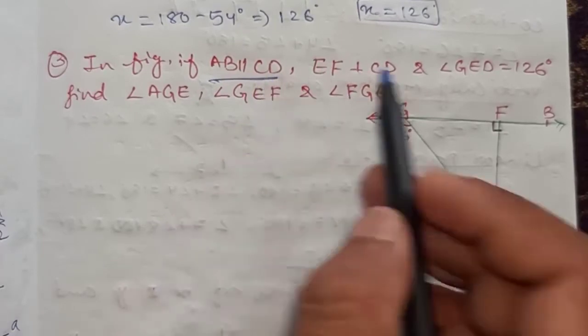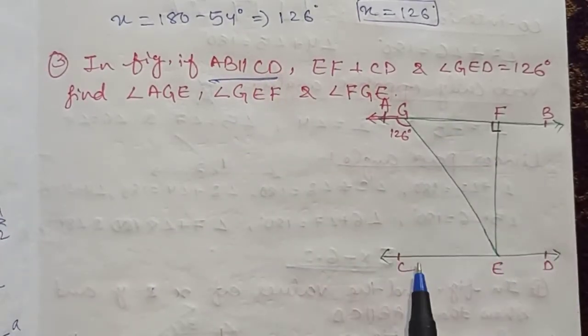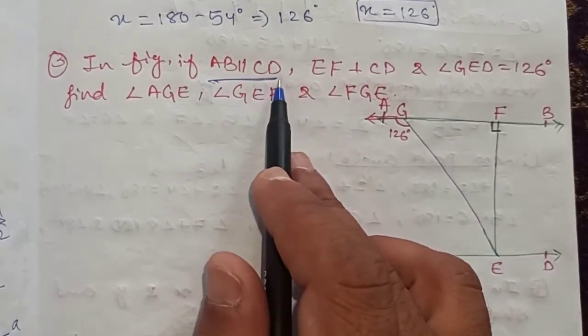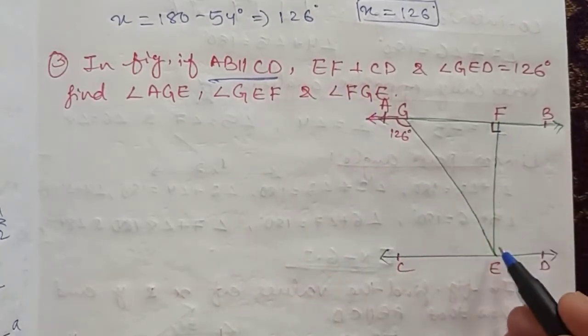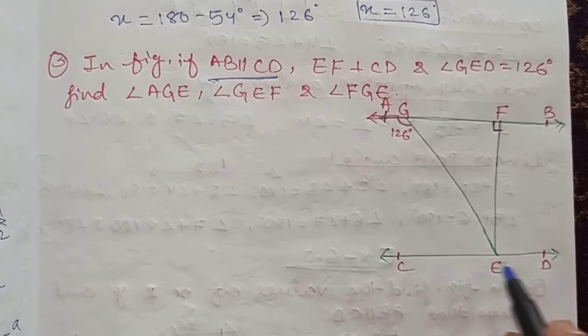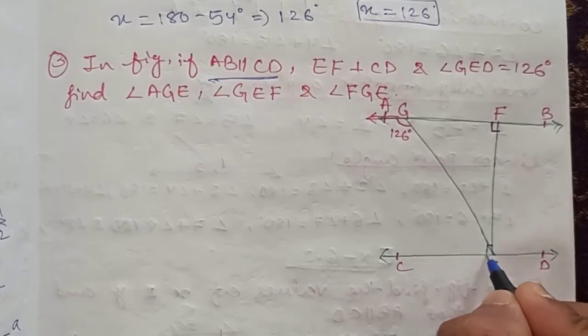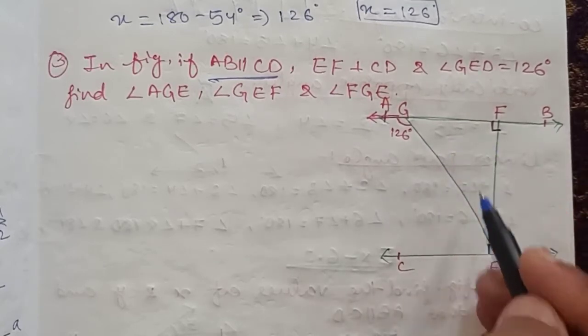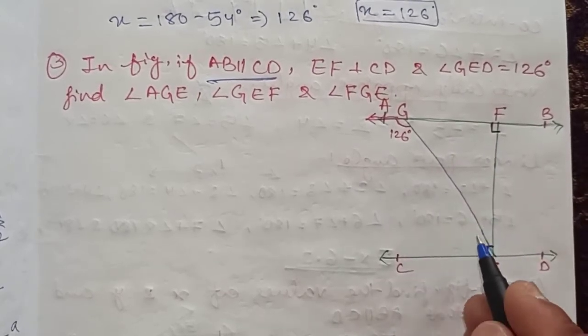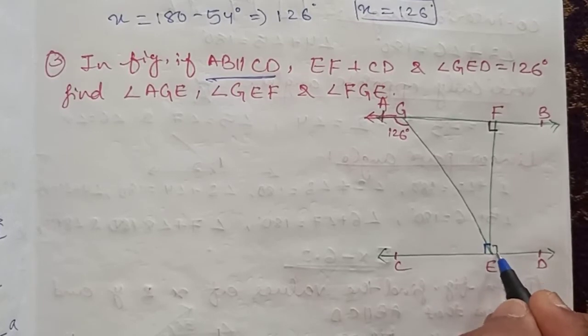Always you have to see whether these two lines are parallel, whether it is given or not. So AB is parallel to CD. EF is perpendicular to CD. That means this is 90 degree. This is also 90 degree. Getting? These are 90 degree. This is also 90 degree.